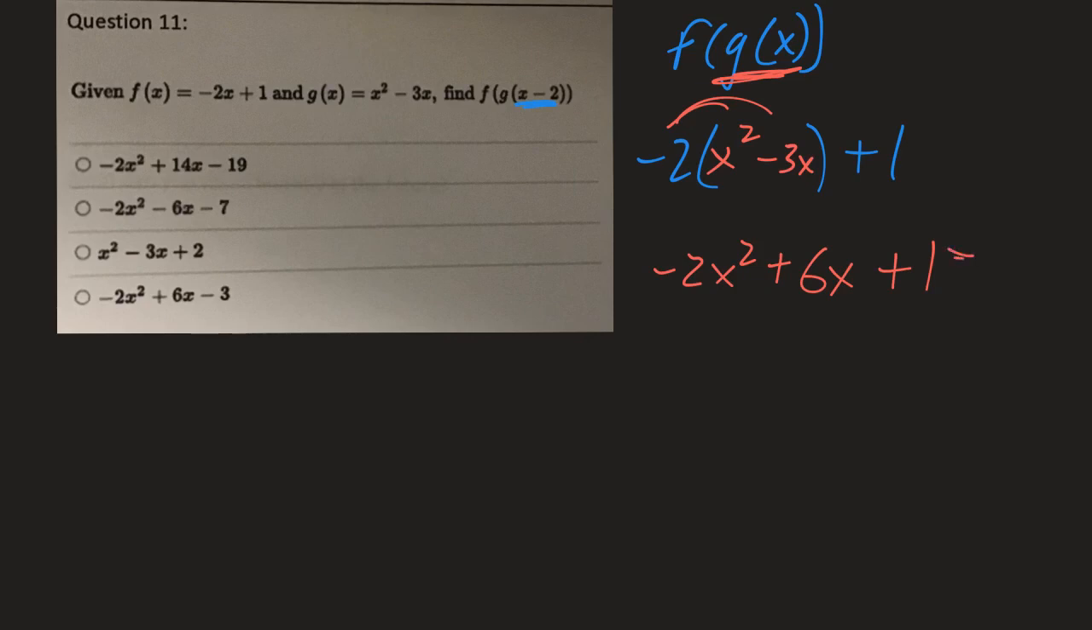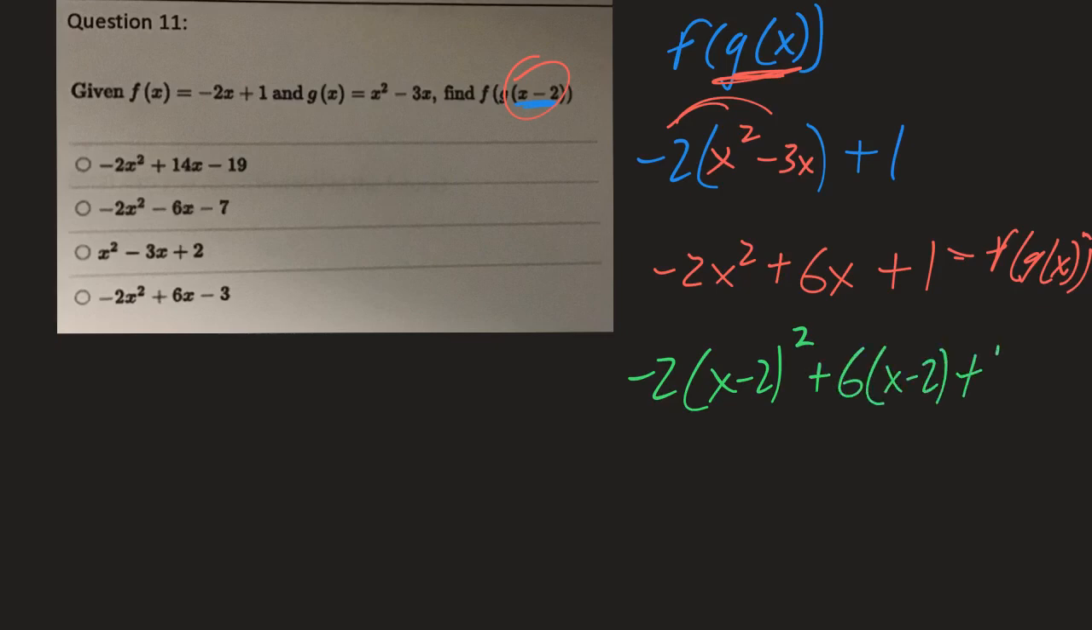And now I've got f of g of x. We're going to replace our x's with these x minus 2's. So here's what we've got. Negative 2 times (x minus 2) squared plus 6 times (x minus 2) plus 1. Right? And this is f of g of x minus 2. Now you may look at this and tell me, wait a minute, this does not look like any of my answers. And that's because it's not simplified all the way down. So we're going to need to make sure that we simplify this in order to get our final answer. And it could get a little messy, but it should all simplify and combine nicely.